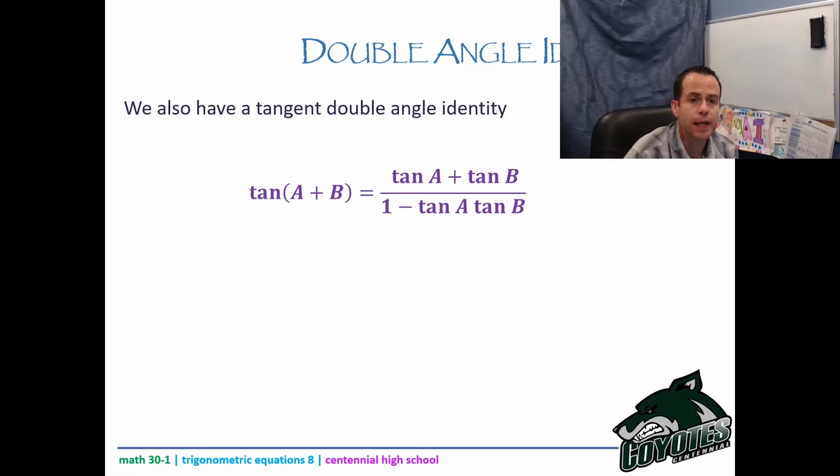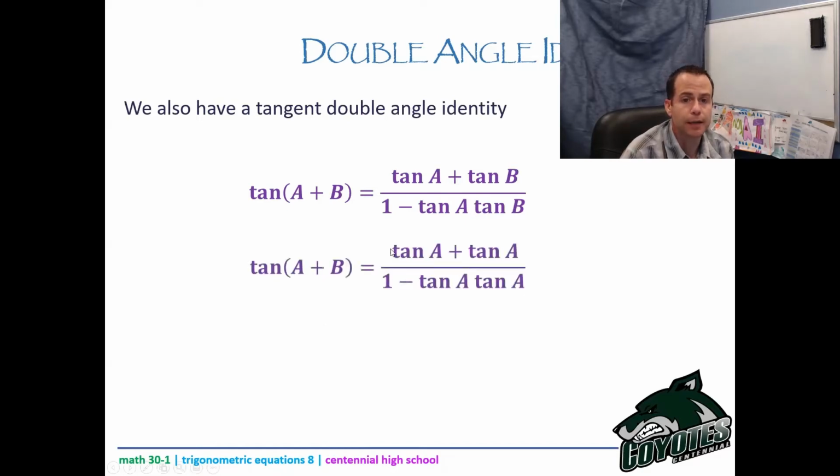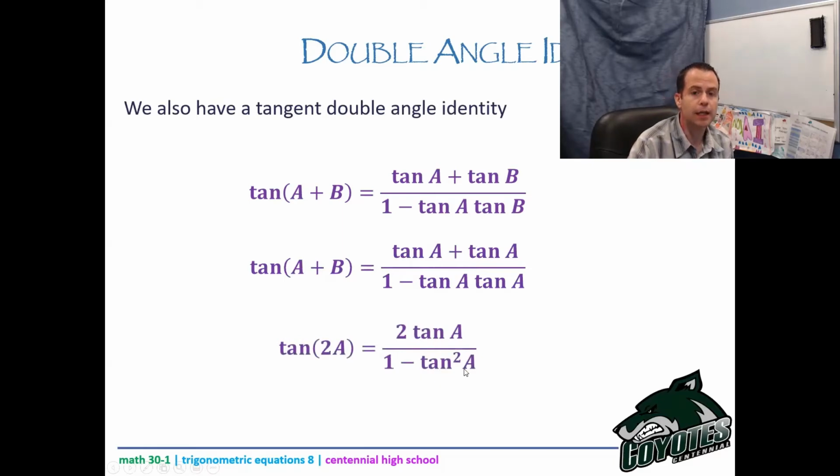We're going to replace B with A. We're going to say that A and B are the same thing. So every time I see a B, I'm going to replace it with A. So that's going to be tan of A plus tan of A all over 1 minus tan of A tan of A. Now, tan of A plus tan of A, this top part here, ends up being 2 tan of A. And then tan of A times tan of A, this bottom part, ends up being tan squared A. So tan of 2A equals 2 tan of A divided by 1 minus tan squared A.